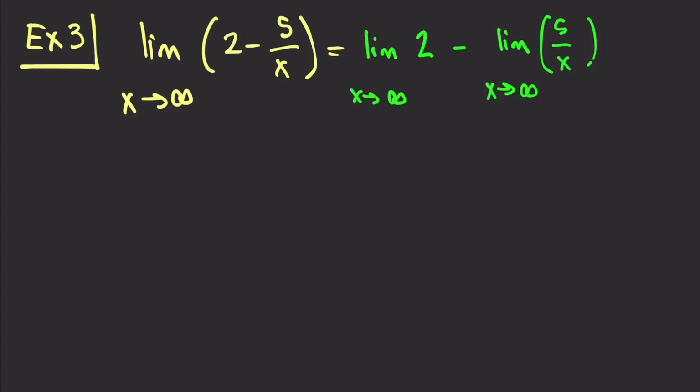Now, if you remember from earlier, this is just a constant, so I don't care what x is, that limit is just going to be 2. So this is going to be 2 minus, and here we go. The denominator has the largest degree, so that's just going to be a 0. So the limit as x approaches infinity of that is going to be 0. 2 minus 0 is just 2.